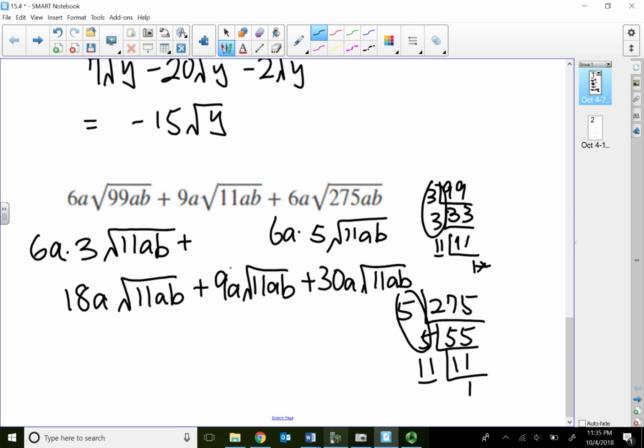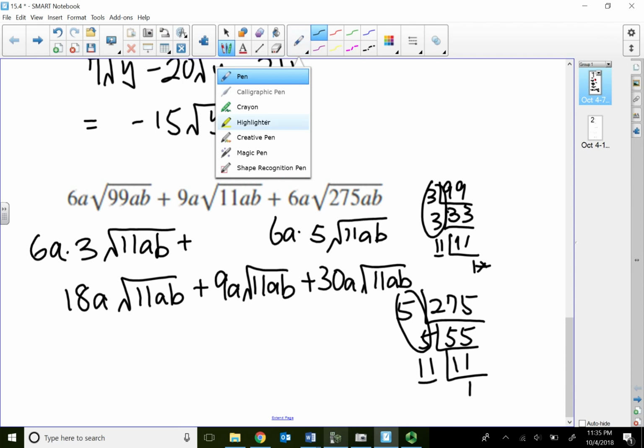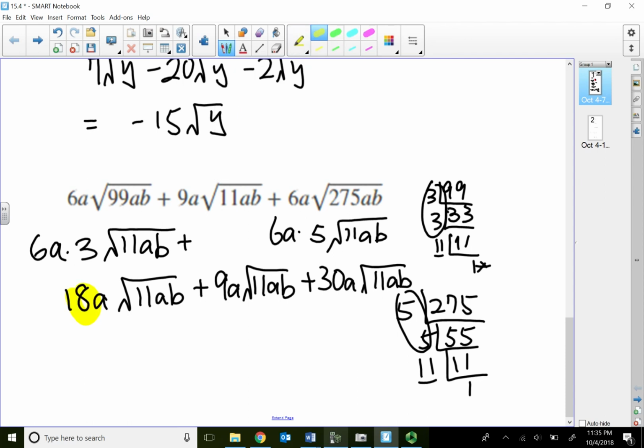So far, all radicals are the same. Roots are the same. Radicals are the same. So when I'm combining like terms, out here, 18a, positive 9a, positive 30a are also like terms. So I can actually combine them. That will give me 48 plus 9. 48 plus 9 has to be 57a times square root of 11ab.